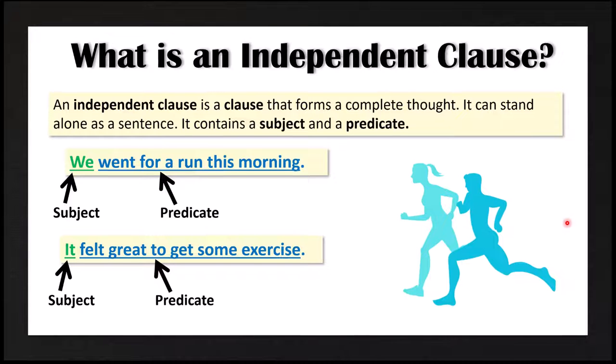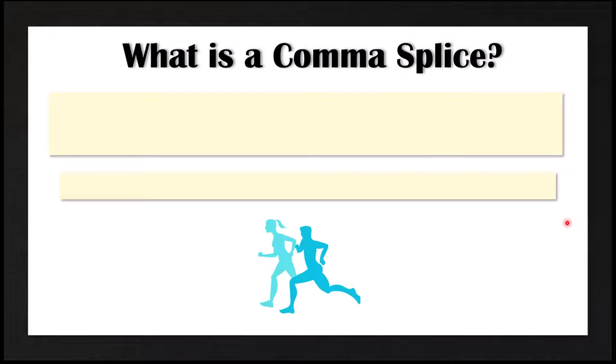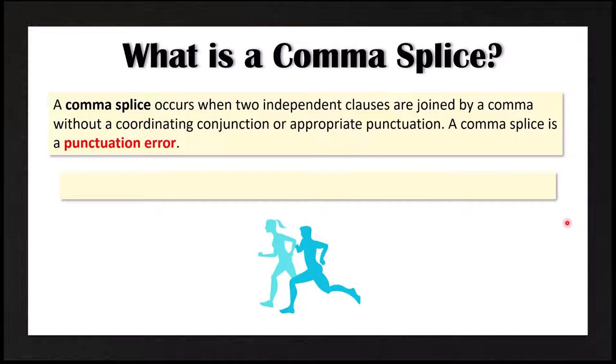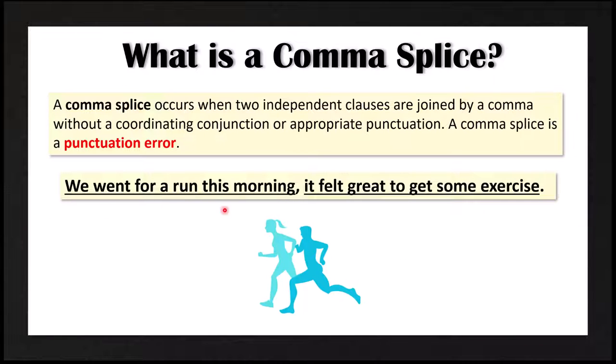So now that we know what an independent clause is, what is a comma splice? Well, a comma splice occurs when two independent clauses are joined by a comma without a coordinating conjunction or appropriate punctuation. A comma splice is a punctuation error. It is a very common punctuation error. So for example, we went for a run this morning, comma, it felt great to get some exercise. This is incorrect. This is a comma splice. We have joined two sentences together incorrectly with just a comma. And a comma is not strong enough to join two independent clauses together.